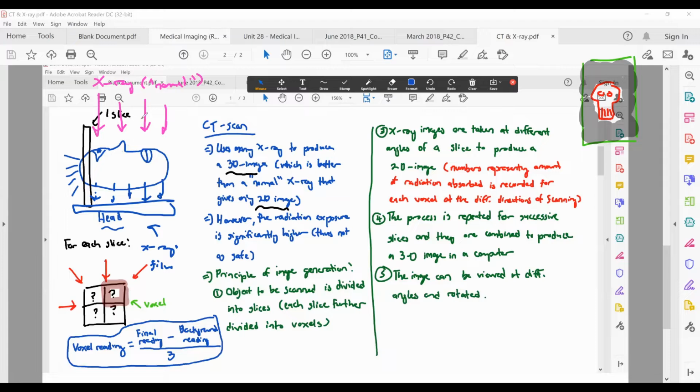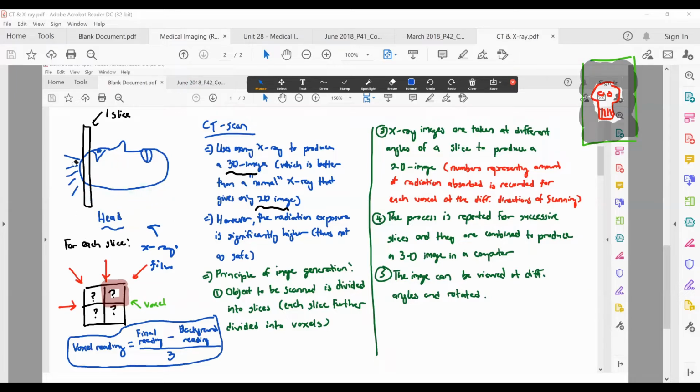Okay, but there's a drawback to this kind of imaging. Your image is better, but your CT scan is actually much more harmful than your normal X-ray, because when you want to produce a CT scan, your radiation exposure would be much higher than a normal X-ray. Now, why do we say that the radiation exposure for CT scan is much higher? You have to understand how a CT scan image is built in the first place.